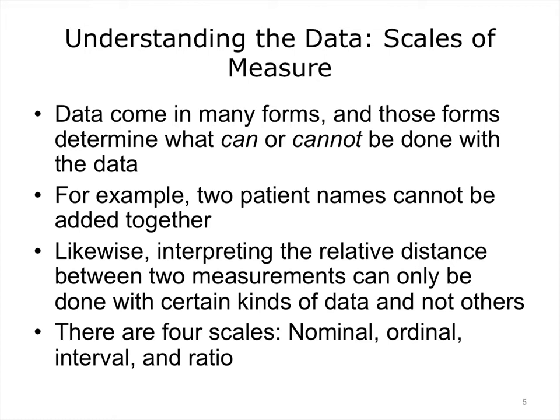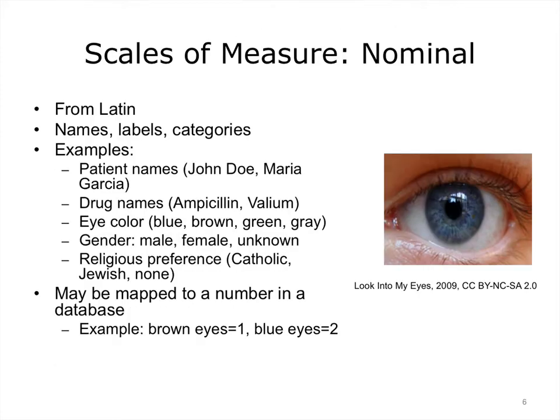The forms that data can be categorized into are referred to as scales of measure, and there are 4 scales: nominal, ordinal, interval, and ratio. We will explore these on the next few slides. The first scale of measure is called nominal data.